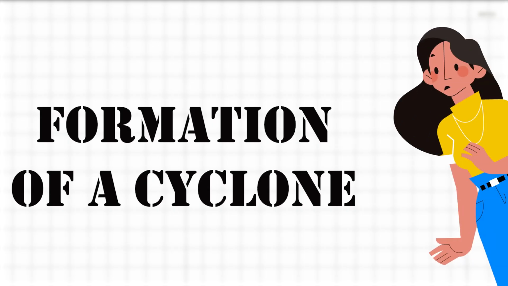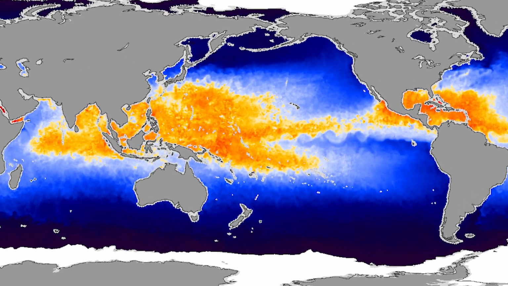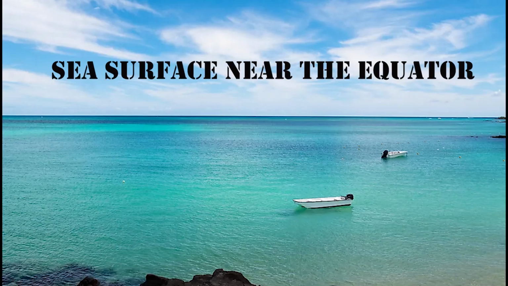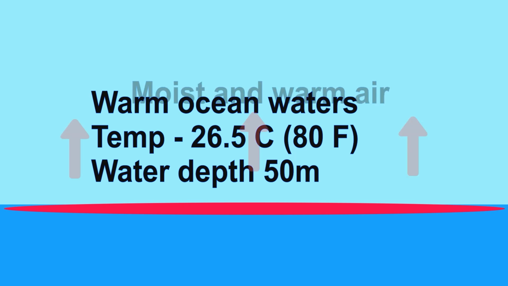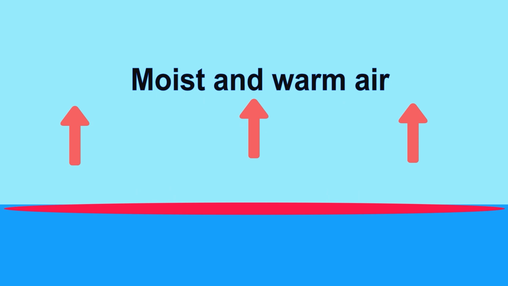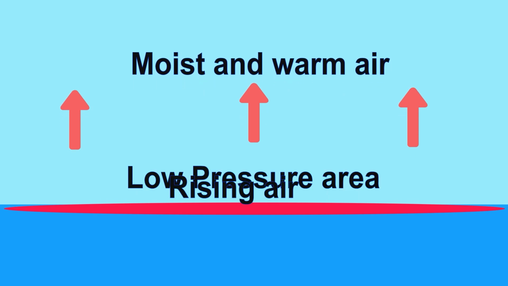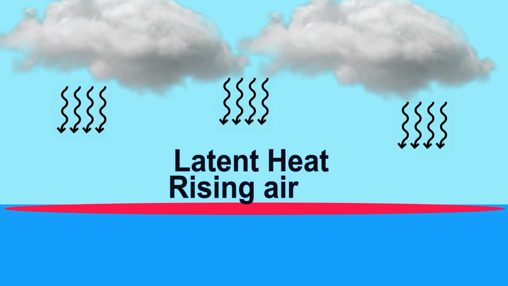Formation of a cyclone. Tropical cyclones begin their life cycle over warm ocean waters. The process starts when the sea surface temperature reaches at least 26.5 degrees Celsius or 80 degrees Fahrenheit to a depth of about 50 meters or 160 feet. Warm, moist air rises from the ocean surface, creating an area of low pressure beneath. As this air ascends, it cools and condenses, forming clouds and releasing latent heat, which further warms the surrounding air.